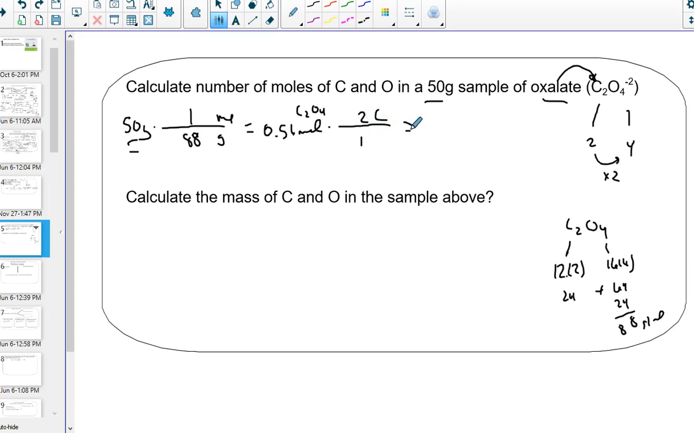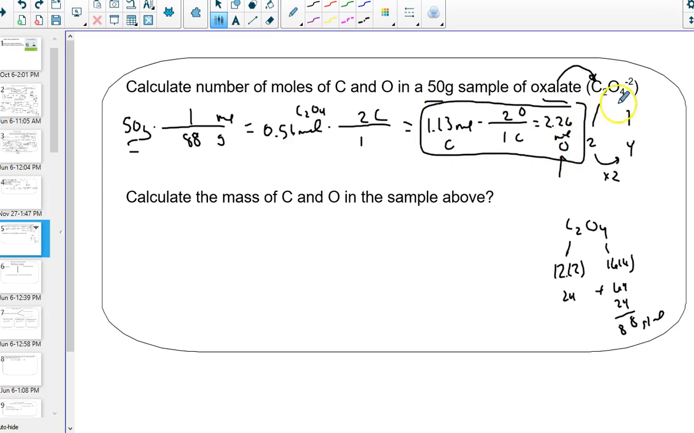For every one of these, we get 2 carbons, and that is going to be times 2 is 1.13 moles of carbon. For every 1 mole of carbon, we get 2 moles of oxygen. That's the 2 ratio here. Equals 2.26 moles of oxygen. There we go. Keep in mind it's not O2, it's just straight oxygen here.